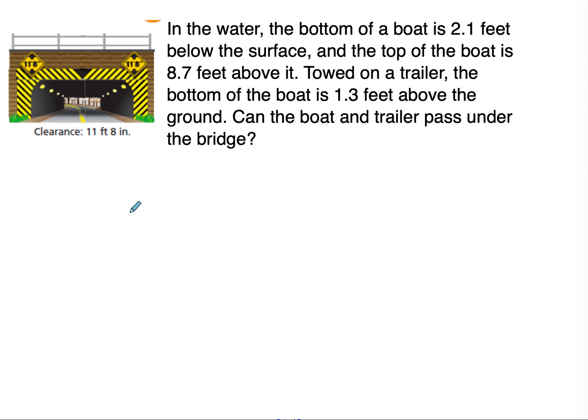Okay, so sometimes for story problems, I find a picture is helpful, so I'm going to do that here. Here's my water. Okay, in the water, the bottom of the boat is 2 1/10 feet below the surface. There's my boat.